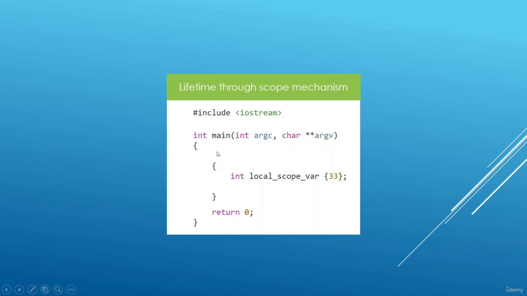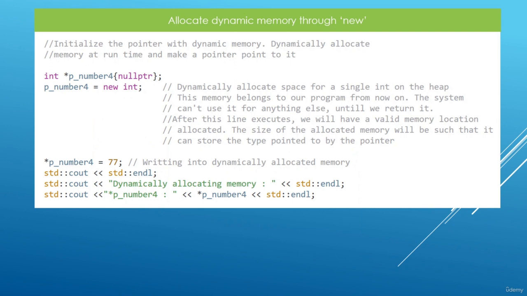It is stored within this block delimited by the curly braces, and the variable is going to come to life when this statement is executed, but it is going to die when we hit the closing curly brace here. So the lifetime of this variable is controlled by the scope mechanism. But it is possible to use dynamic memory or use memory on the heap. And we're going to see a syntax you can use to do that.